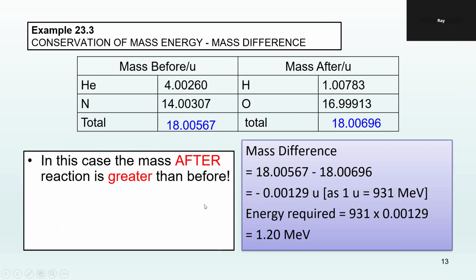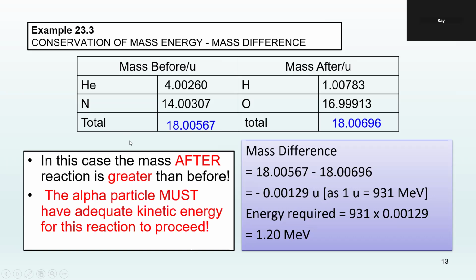In this case, the mass after reaction is greater than the mass before. This one is greater than that. So what does it mean? Alpha must have adequate kinetic energy for the reaction to take place. That means the reaction will not take place unless you give this energy to alpha for the reaction to take place.